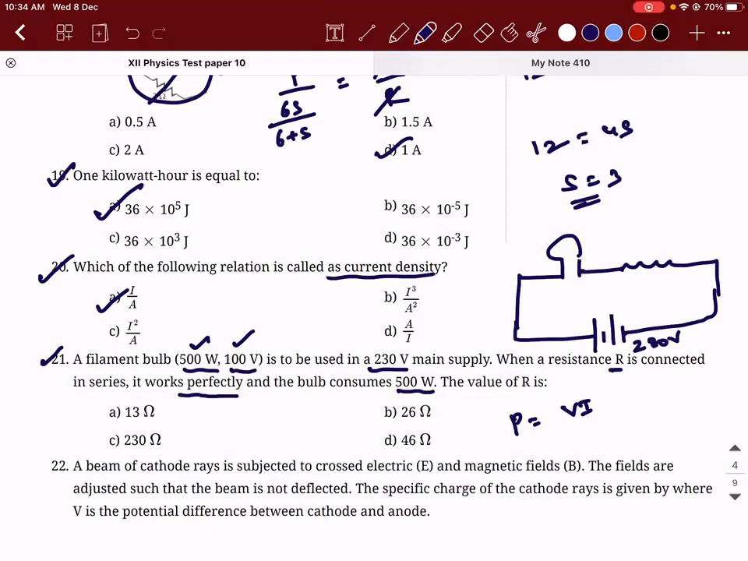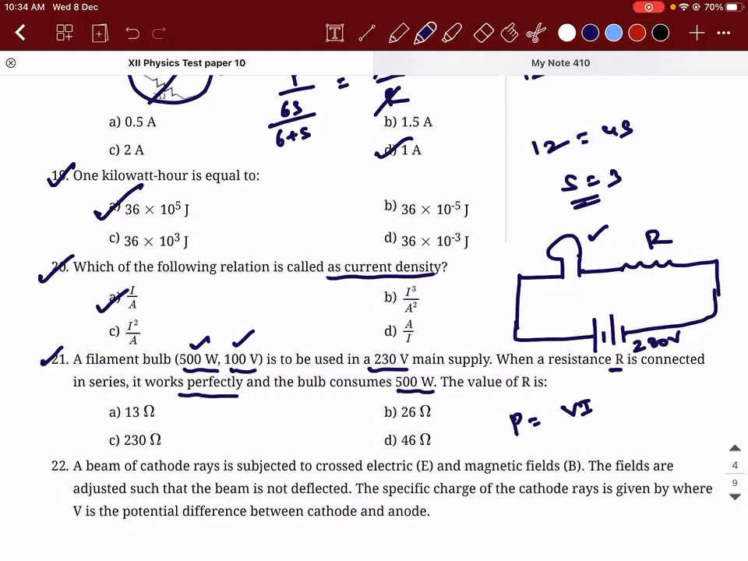Using the same logic, what they're trying to say is, I could have directly taken this bulb and connected it to the 230 volt. It would have given me some intensity, the brightness. That 500 watt bulb, which can be operated at 100 volt, will have some brightness. But they're saying that the brightness it is giving is not affected by me connecting another resistance in series. So it is unaffected.